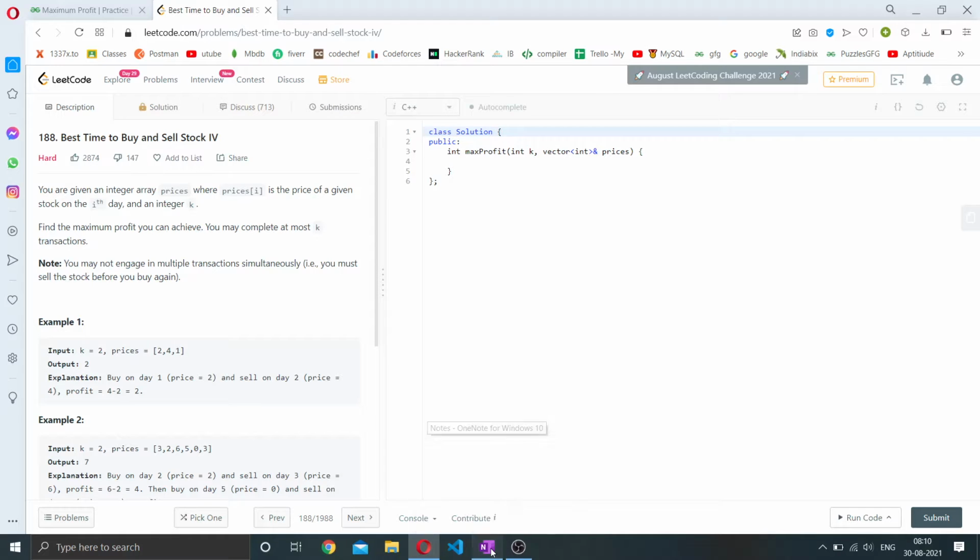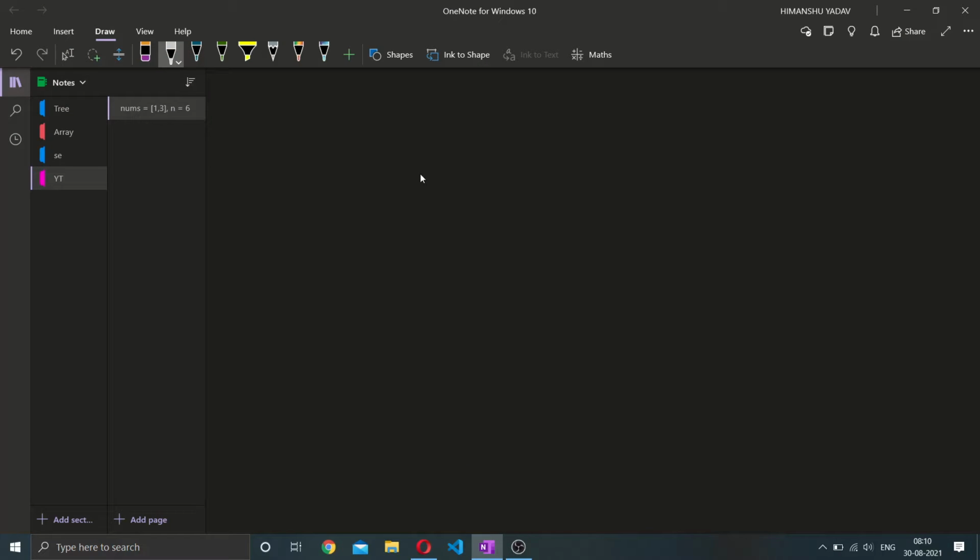We have 3 2 6 5 0 3. So we have prices like 3 2 6 5 0 3, and the k value is 2. What it means is that we are provided with the stock prices on every ith day. Like for day 0 we have 3, day 1 we have 2. Similarly, these are the days we are given the prices, so we have to buy and sell stocks so we can make the maximum profit.